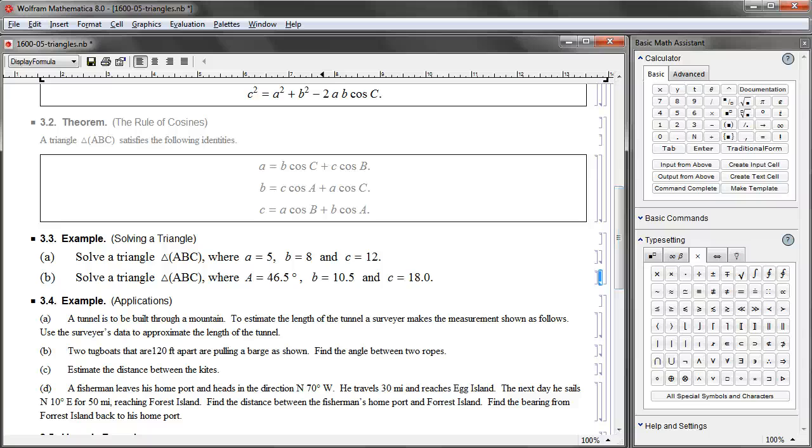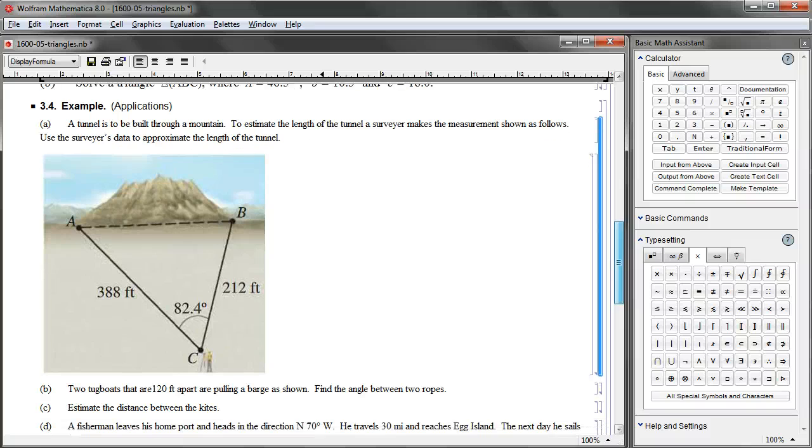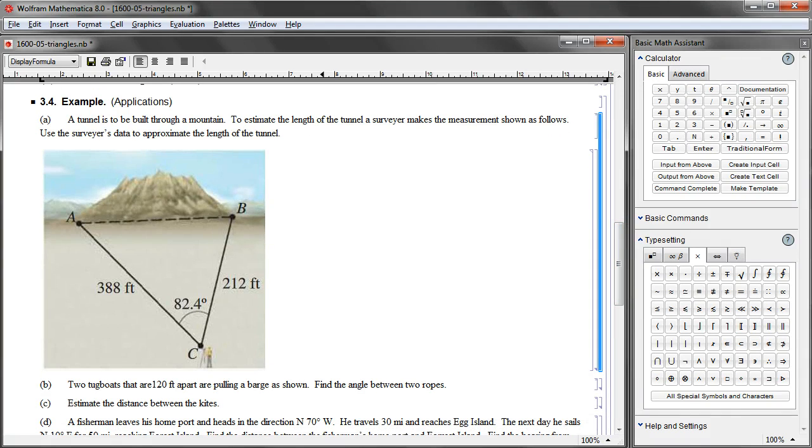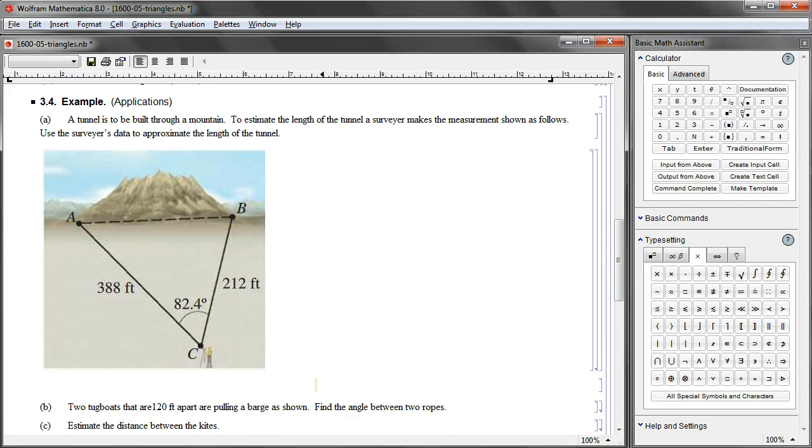Now, do we have some further application? Okay, let's see. We have some time to do that. Go ahead. Here's an application problem. A tunnel is to be built through a mountain. To estimate the length of the tunnel, the surveyor makes a measurement as shown as follows. So we have the two sides, AC and BC. So in terms of the convention we have been using, small b is known to be about 388.